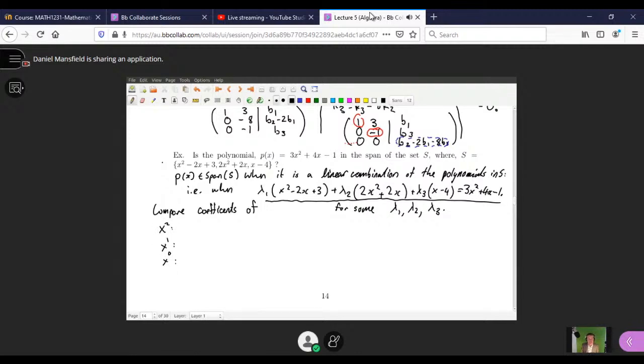And that's going to give me three equations. The coefficient of x squared is lambda 1 plus 2 lambda 2 plus 0 lambda 3, equal to 3. The coefficients of x to the 1 are minus 2 lambda 1 plus 2 lambda 2 plus 1 lambda 3, equal to 4. And the constant coefficients, that's 3 lambda 1 plus 0 lambda 2 minus 4 lambda 3, supposed to be equal to minus 1. And I can solve this stuff with a matrix.